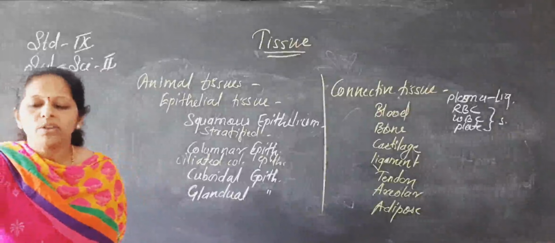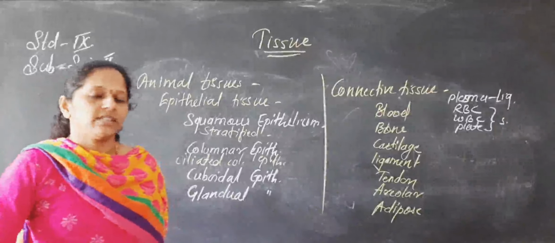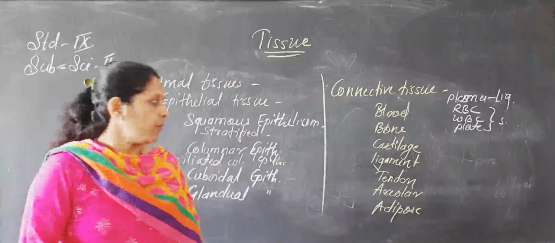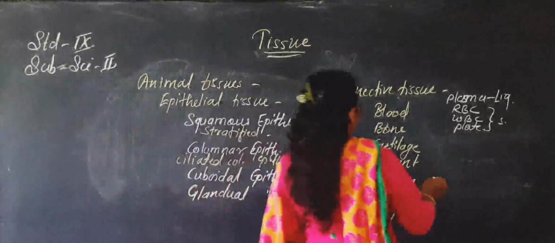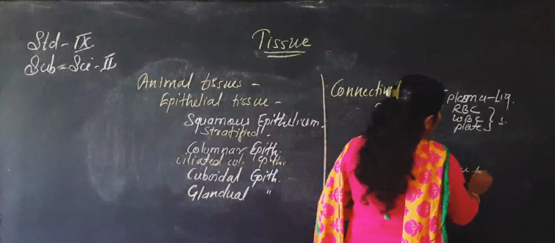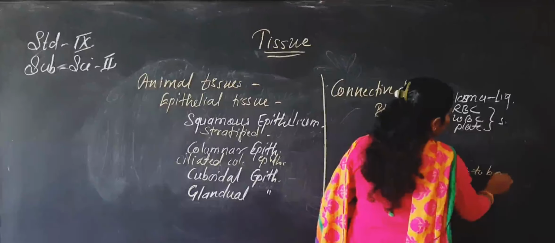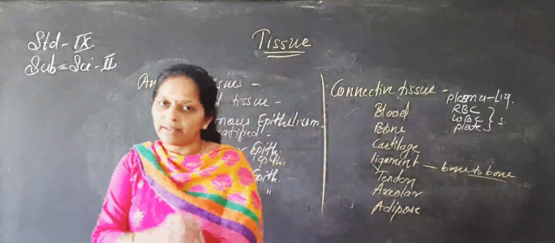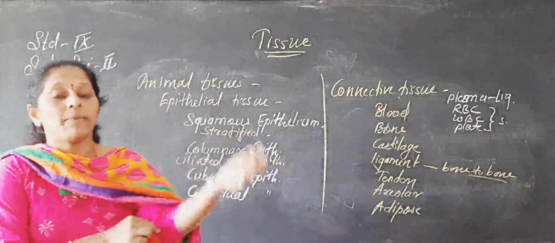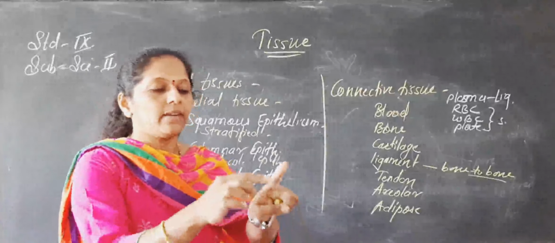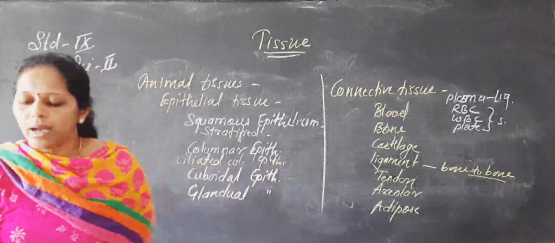Next, two bones can be connected to each other by another type of tissue called a ligament. One bone connects to another bone with the help of a ligament. Bone-to-bone connection is called a ligament.